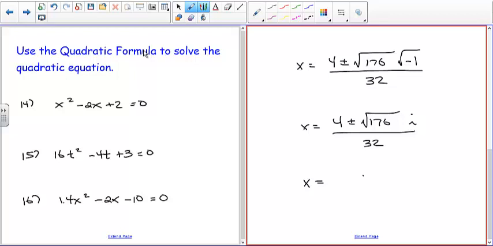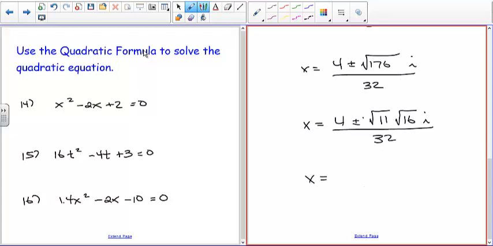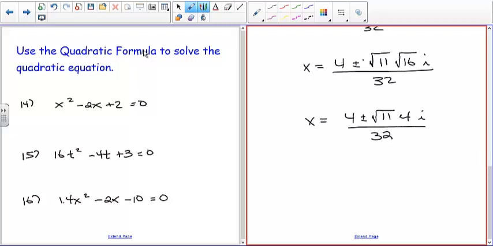Okay, so you get plus or minus the square root of 11 times the square root of 16 times i divided by 32, but the square root of 16 is 4, so you get 4 plus or minus the square root of 11 times 4 times i divided by 32, and you can see I can divide every term by 4, so I'll have 1 plus or minus the square root of 11 i divided by 8. So that's the simplified version.